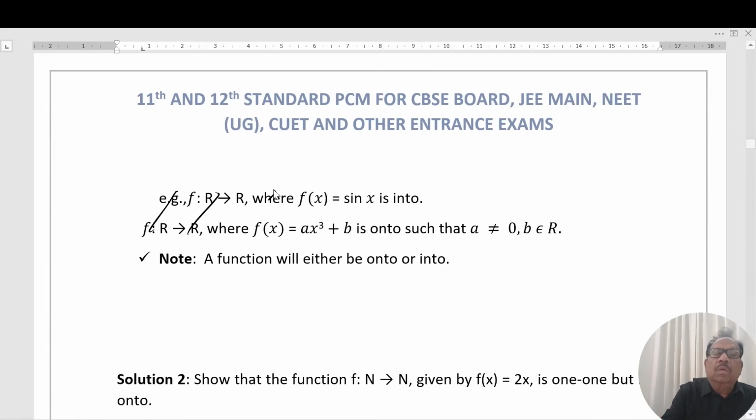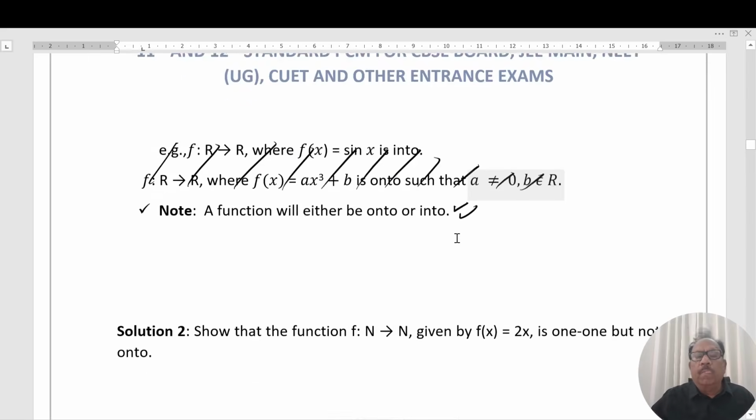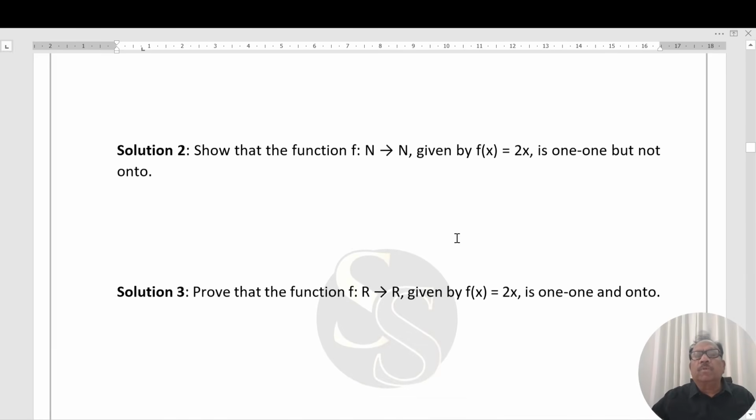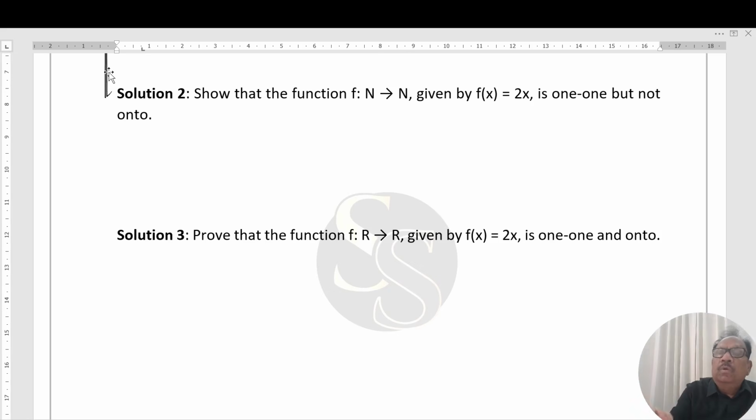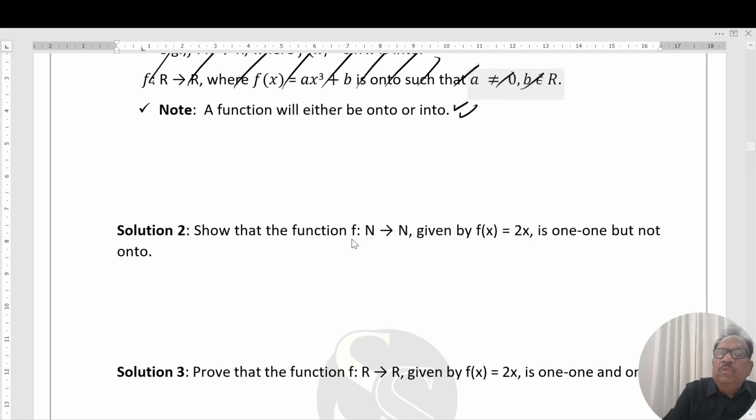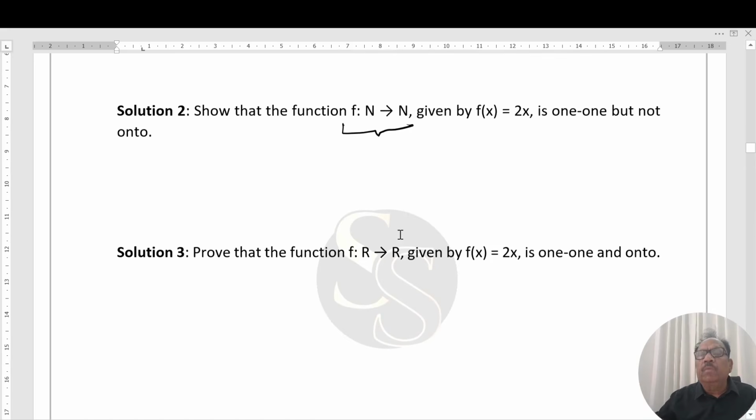This is not required here. A function will be either onto or into. Now, let's start the question. The question is: show that the function is one-one but not onto. I have selected this question due to its importance. What is the importance of this?